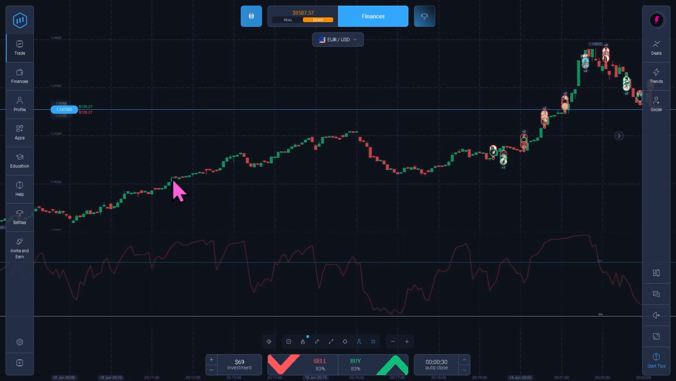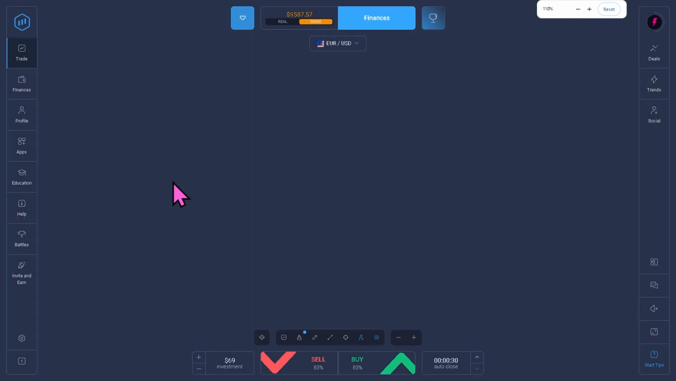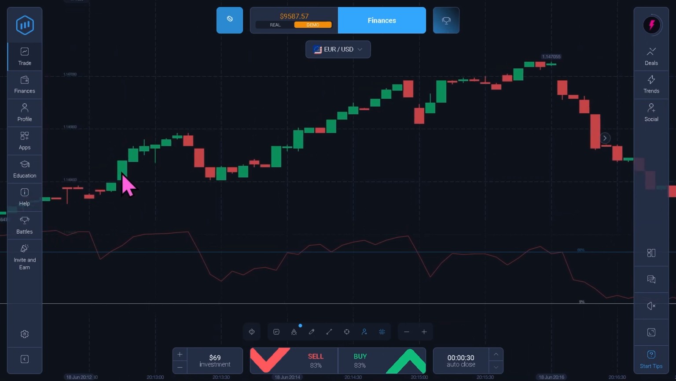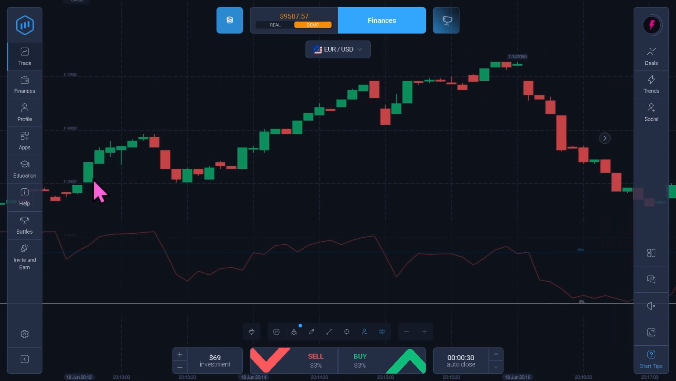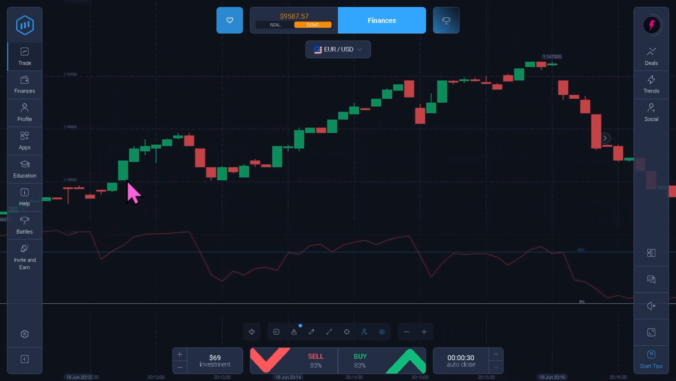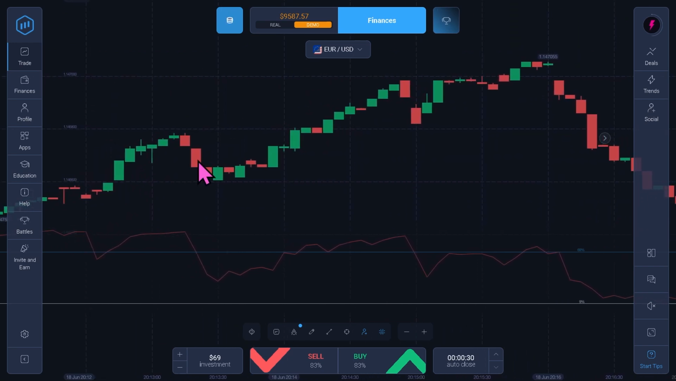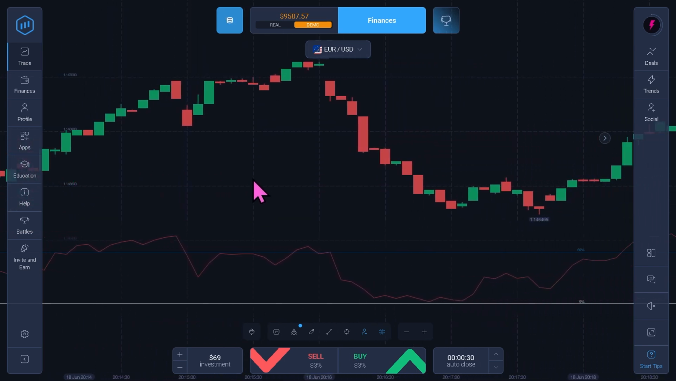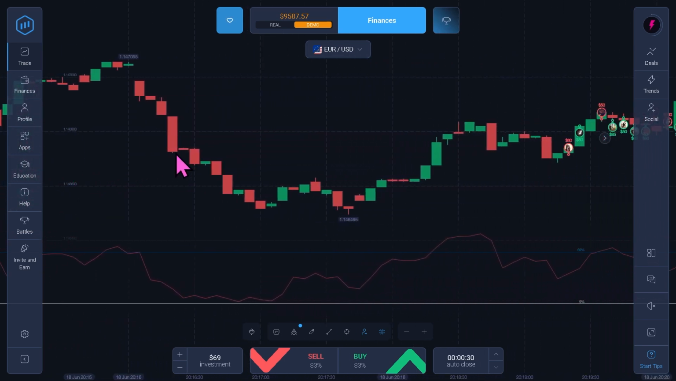Now, you would notice there is a green candle here. You see that? I'm going to maximize this one. The green candle means the price closed higher than it opened. Okay? This indicates buying pressure, while the red candle means the price closed lower than it opened. This indicates selling pressure. So the longer the candle body is, the stronger the buying or selling momentum.